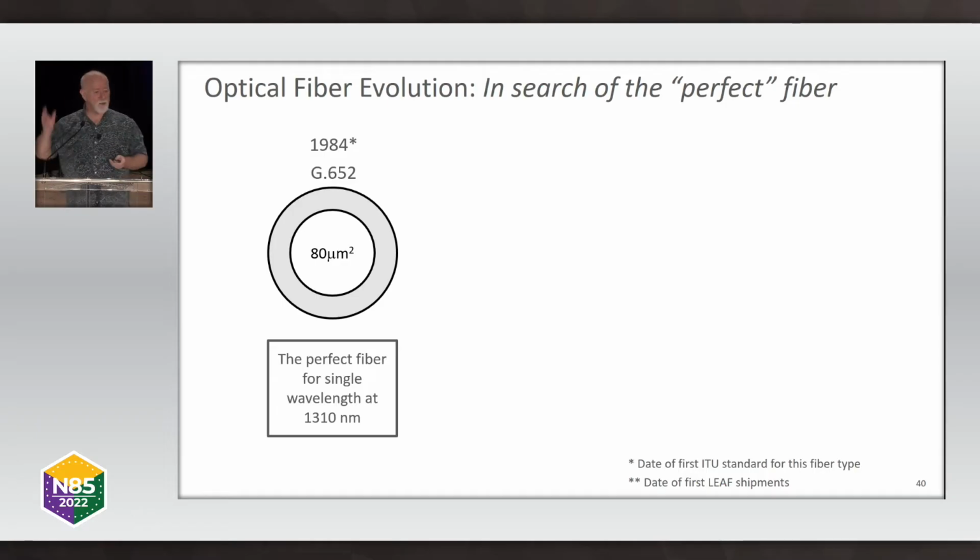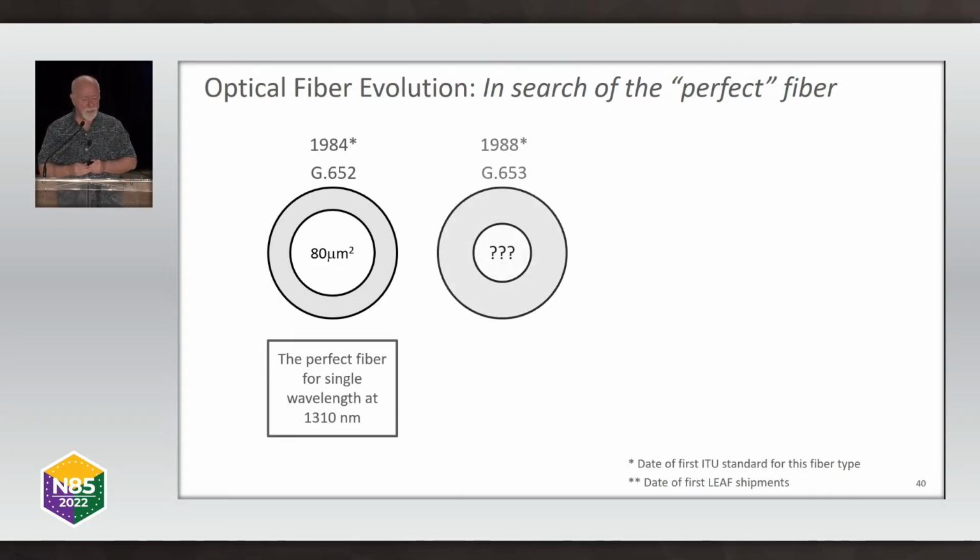Because guess what? The lasers that we could build back in 1984 operated at 1310 nanometers. We couldn't build longer wavelength lasers at that point. Well, we could in a lab, but not commercially for telecoms purposes. But then somebody says, oh, we can now build lasers at 1550 nanometers. And it turns out that G652 has very high chromatic dispersion at 1550 nanometers.